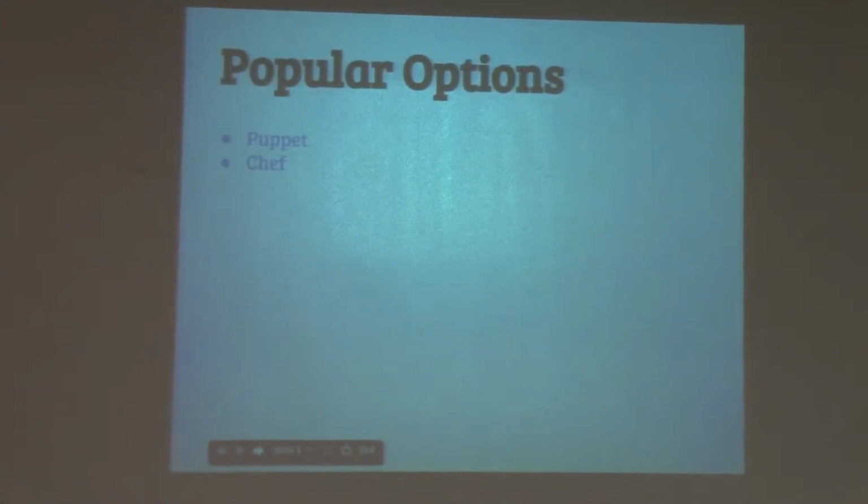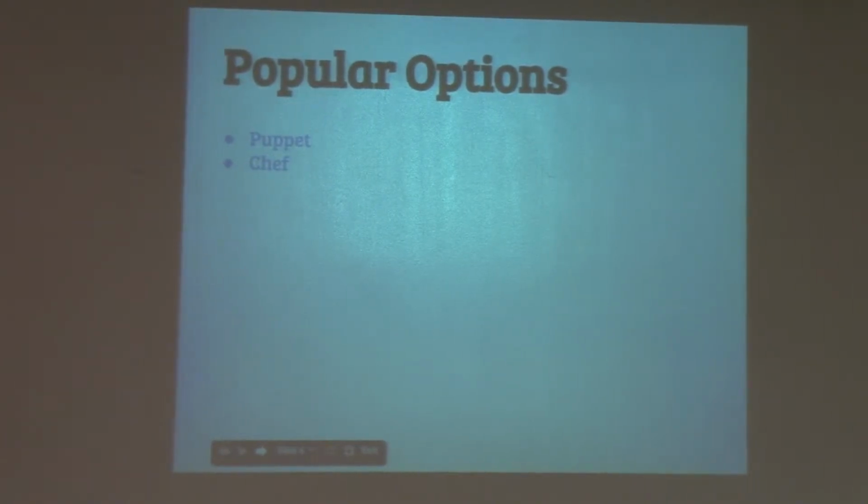So the popular options are Puppet and Chef. I think they're both made with Ruby. Yeah. No? Puppet has a DSL on top of Ruby. Okay. Chef is more Ruby. More Ruby-like. And I tried learning Chef. I found it really hard.